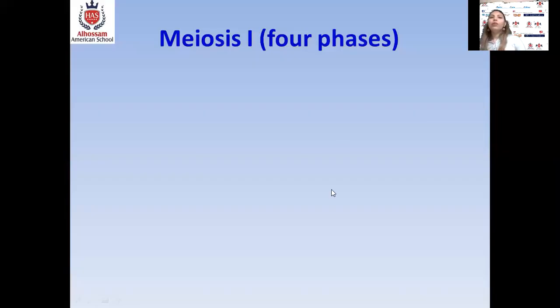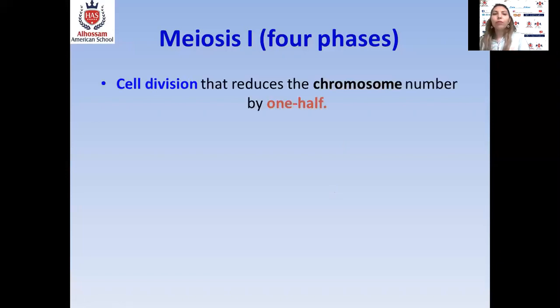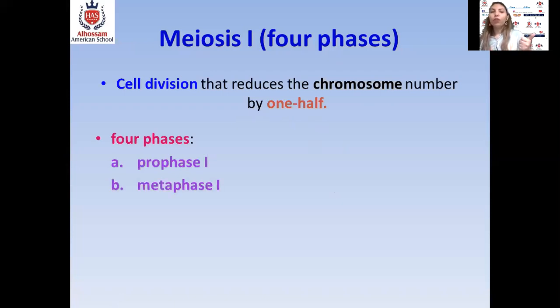So during meiosis, we have 4 phases. Meiosis 1 is a cell division that reduces the chromosome number by half. So during meiosis 1, it will produce 2 cells with half the number of chromosomes. In 4 phases, we start with prophase 1, metaphase 1, anaphase 1, and telophase 1. And you have to write 1 or 2 because it's different between 1 and 2.